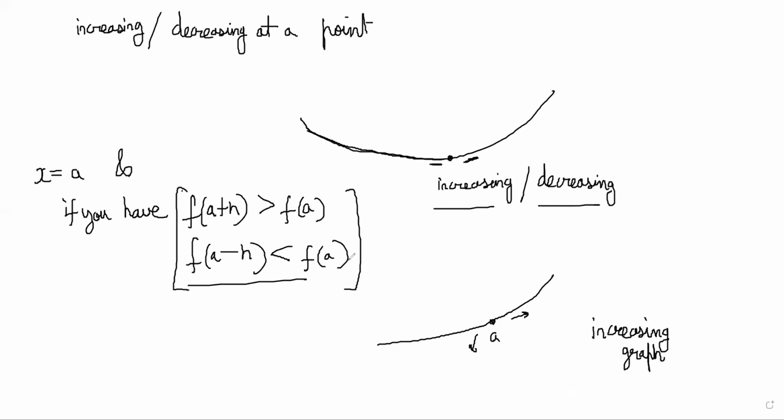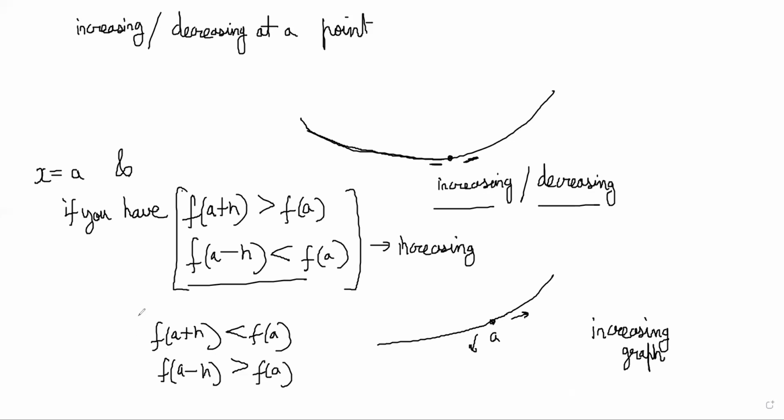So this is the meaning for a point. If you want to figure out whether at that point it is increasing or decreasing, you check this. This is increasing. And if it is decreasing, it will be the reverse condition. So f of a plus h should be less than f of a, and f of a minus h should be greater than f of a for it to be decreasing at a point, right? So these are common sense ideas only, nothing very weird.